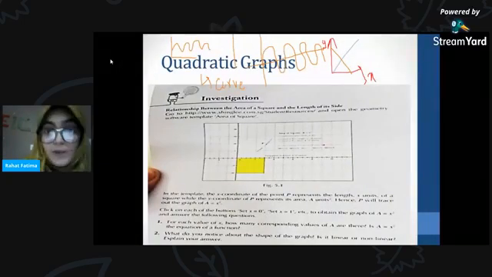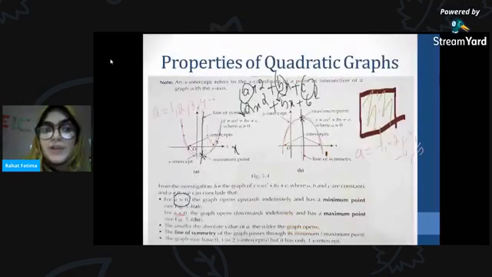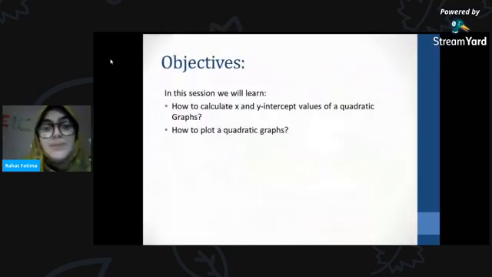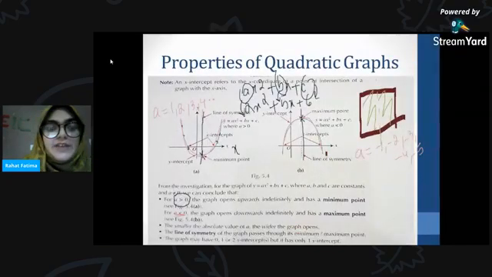We learned about the properties. Quadratic graphs are graphs which are in a curve shape. We learned what curve shape graphs are known as. They're known as parabolas. We discussed their application. Then we discussed different properties of quadratic graphs.